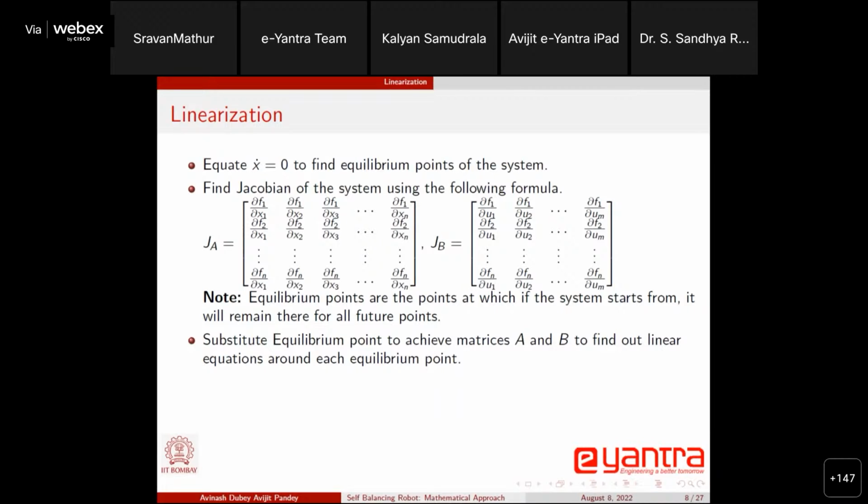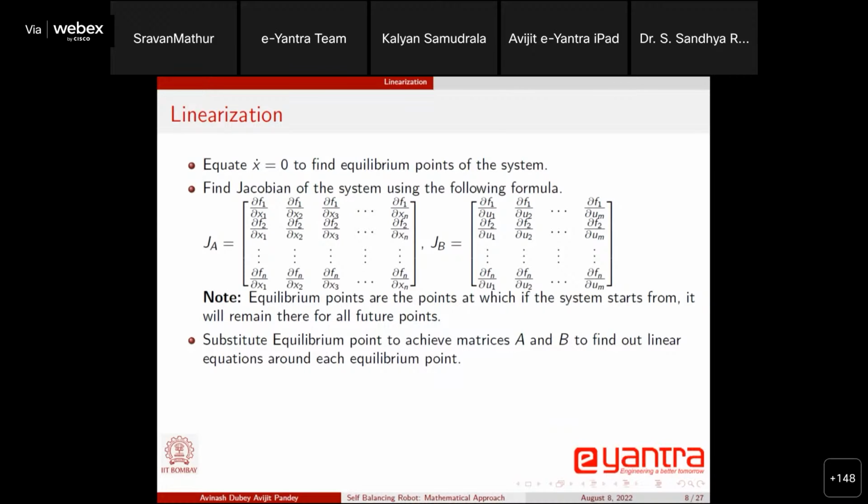Fine. So to find the equilibrium points of the system, that is, the stationary points of the system, you need to equate x dot equals 0, where x are all the states of the system. The condition in which the derivatives of all the states of the system become 0, that point is known as the equilibrium point. Being a non-linear system, you can have multiple equilibrium points, and each equilibrium point can behave differently. Some of them can be stable, some unstable, some can have oscillation, and so on. So the A and B matrices will also depend on what your equilibrium point is.